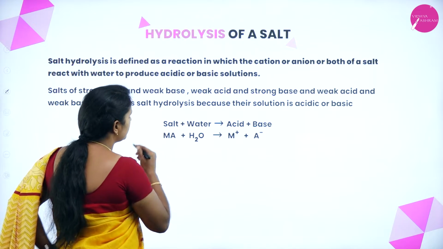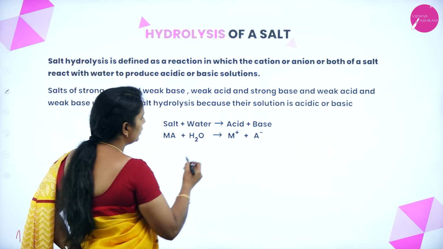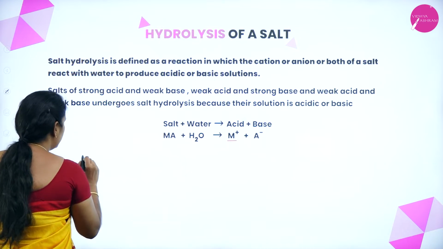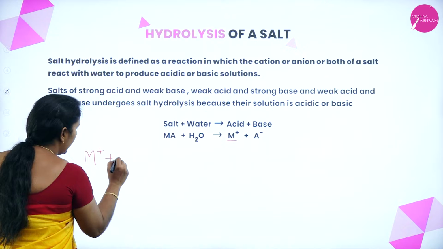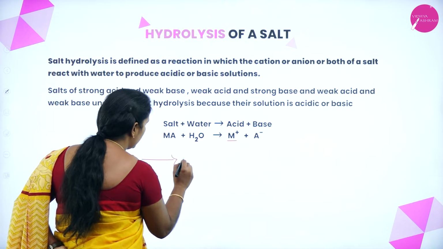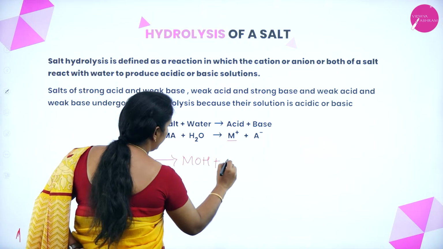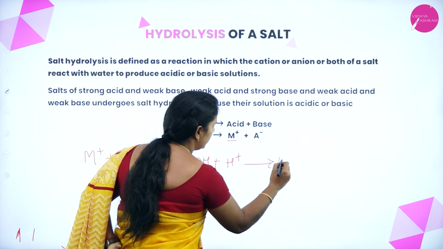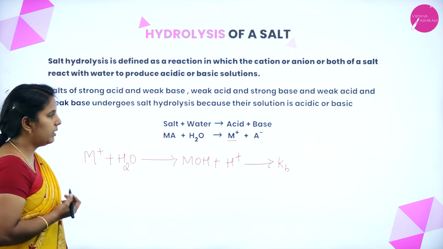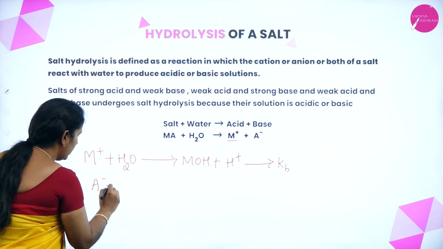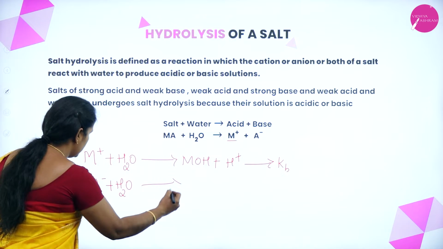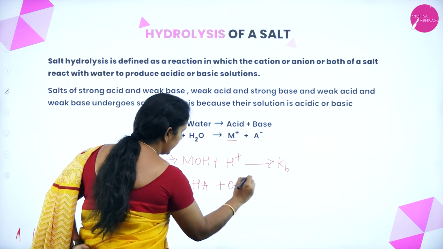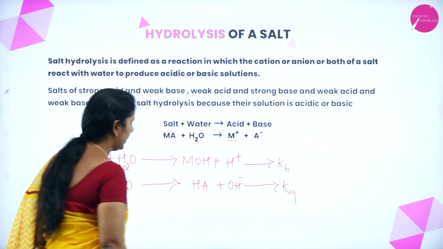Let us consider MA as my salt, which I am going to dissolve in water to give M plus, a cation, whereas A minus is an anion. Now I will take the M plus ion and again dissolve it in water to give MOH plus H plus. This is nothing but a Kb value, the dissociation constant of a weak base. Now I will take the A minus ion and dissolve it in water to give HA plus OH minus ion, and this is nothing but a Ka.